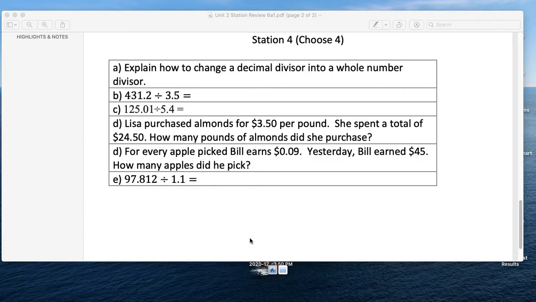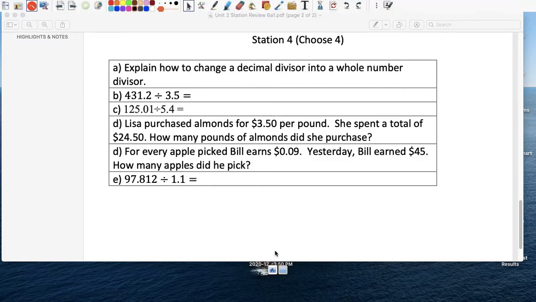Okay, so now is division. Explain how to change a decimal divisor into a whole number. So I'm going to give you an example. Let's pretend we're dividing 28.3 divided by 0.55. Okay, doesn't really matter. How do we change that to a whole number?